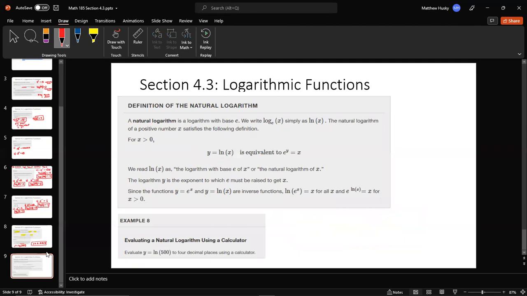There's something else known as the natural logarithm.